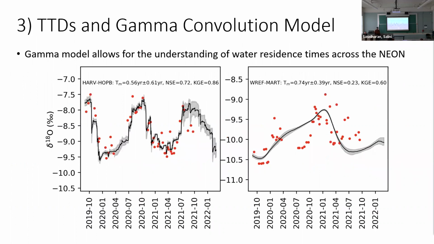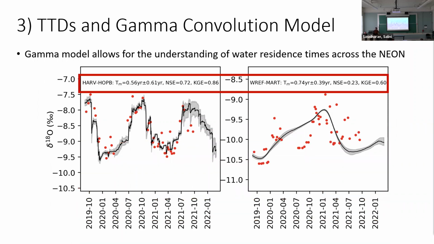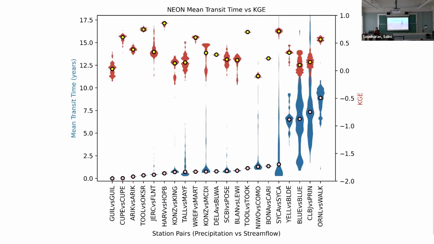And finally, looking at the residence times through a gamma convolution model, we are trying to estimate here, in the black line, the stream flow isotopes, which are those red dots. What I'll show you to focus on here is the average age, the standard deviation, and two statistical measures. Again, these are just two sites, but we're able to estimate throughout the NEON network what the average age of water is, with some statistical measures to see how accurate our model is actually doing.